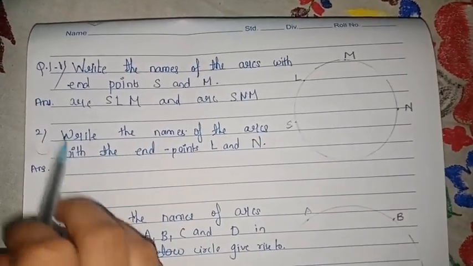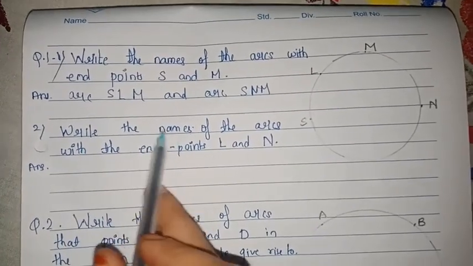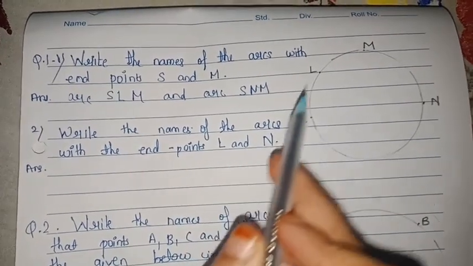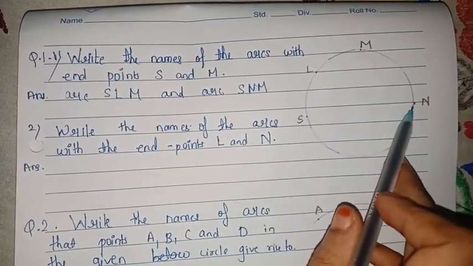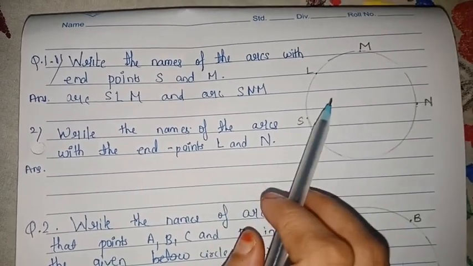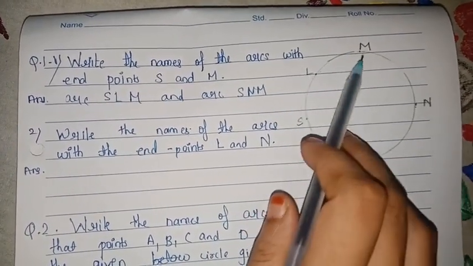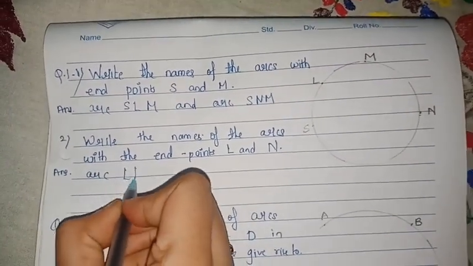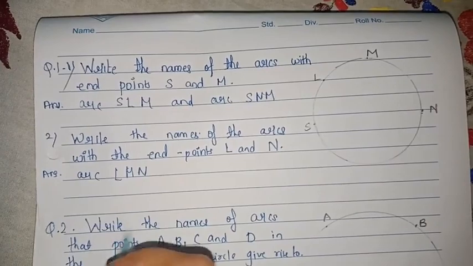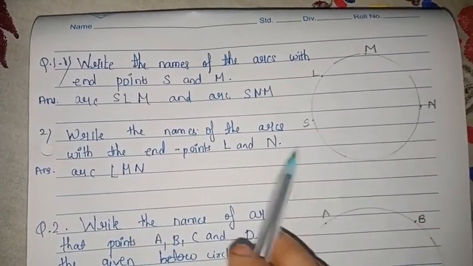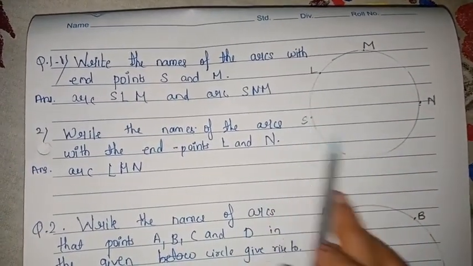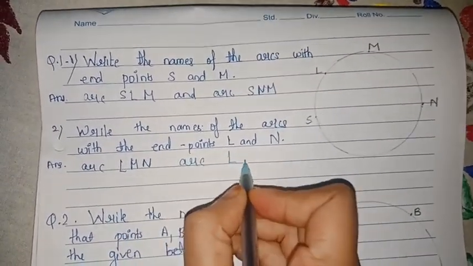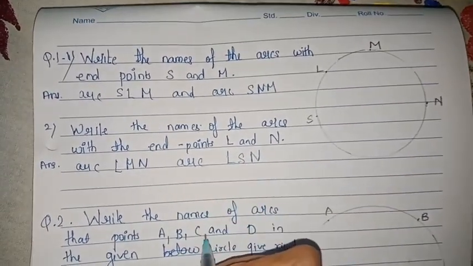Now second sub question of question number 1 is, write the names of the arcs with the end points L and N. You can see here L and N. Now first arc is L, M, N. Arc L, M, N, right. Second one is L, S, N. Arc L, S, N. Done.